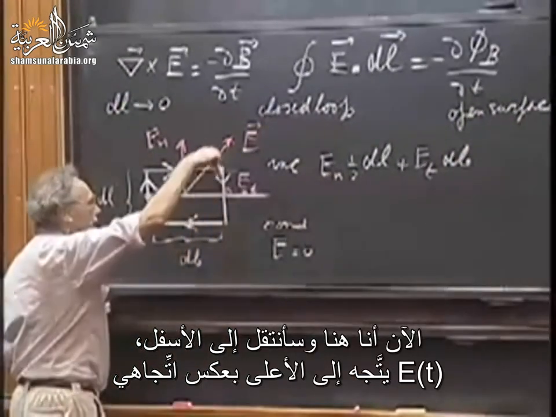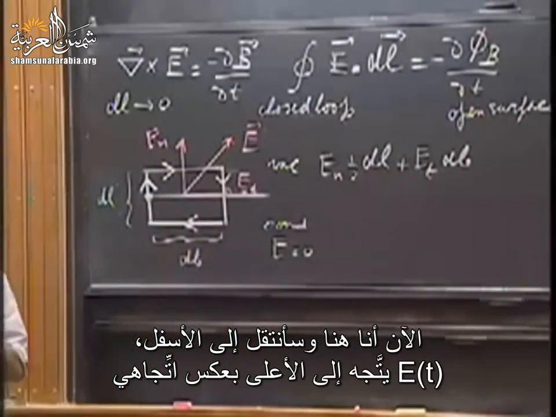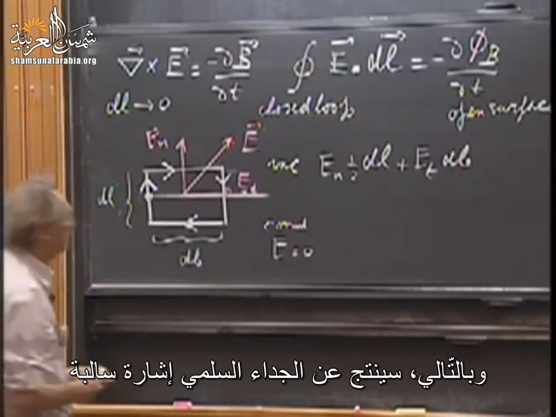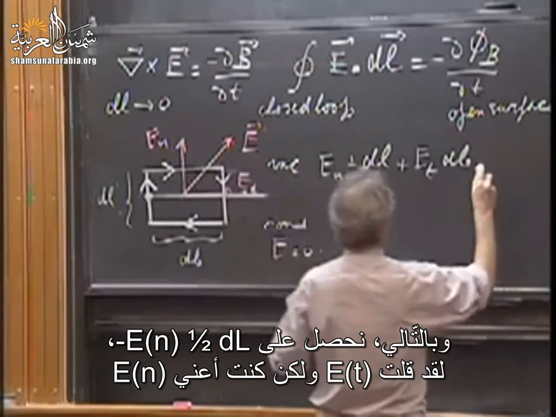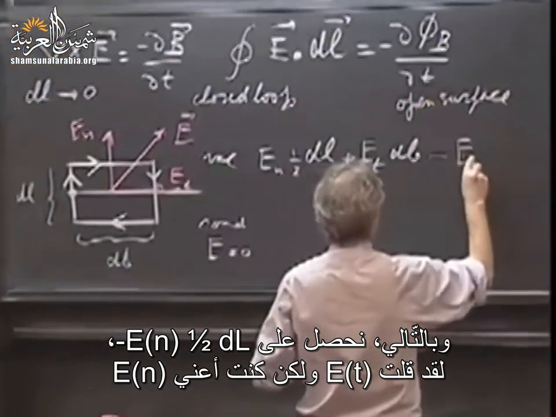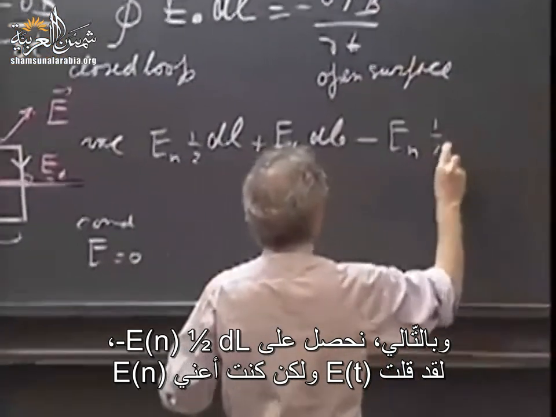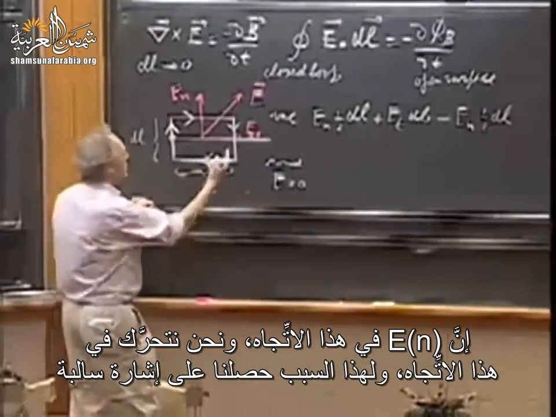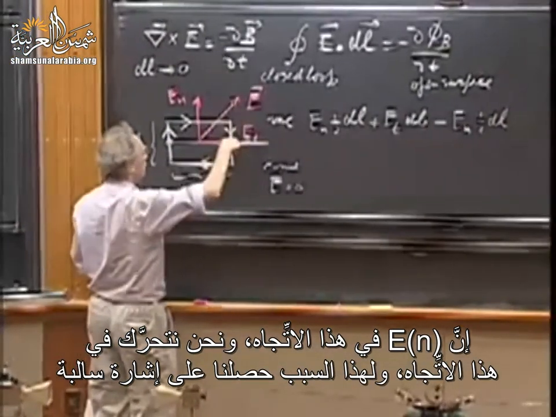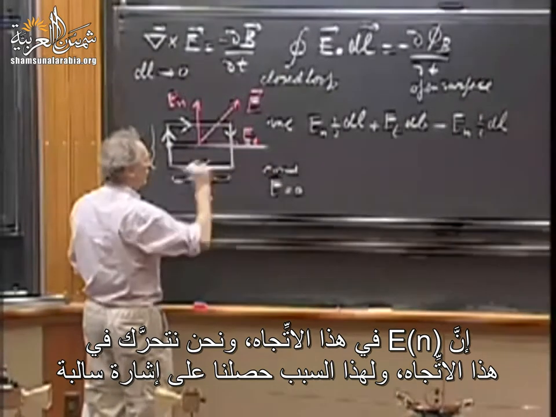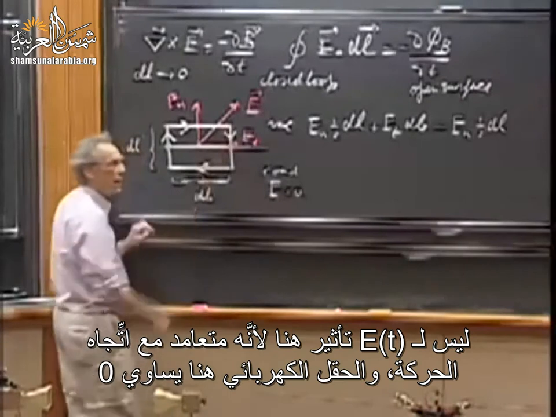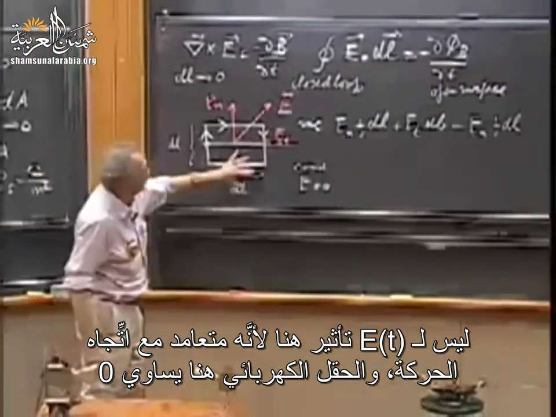So now I get plus E of t times dB. Now I'm here and I go down. So now E of n is up, but I go down, so the dot product creates a minus sign. So now I get minus E of n times 1/2 dl. I said E of t, but I meant E of n. E of n is in this direction, and you are moving in this direction. And so that's why you get a minus sign, and E of t has no effect here, because it's perpendicular to my direction of motion, and the electric field here is 0.